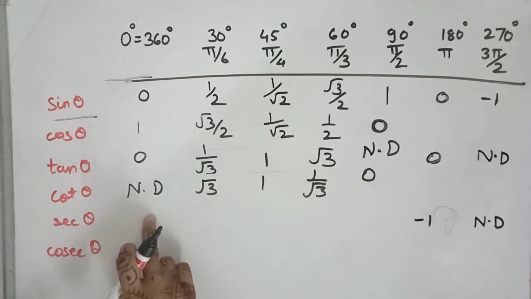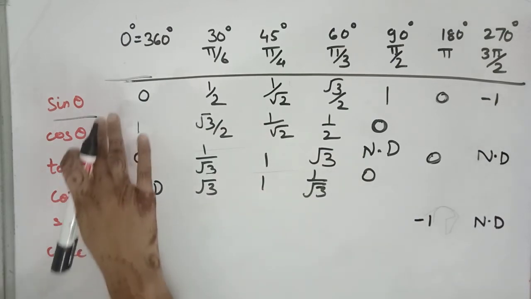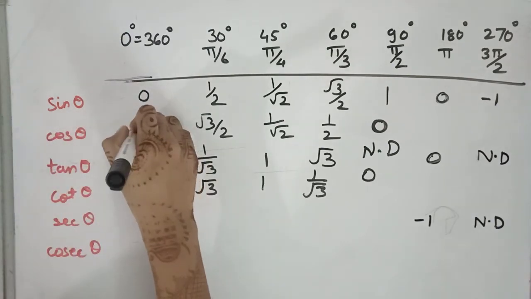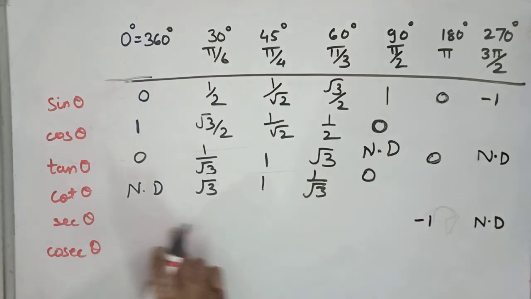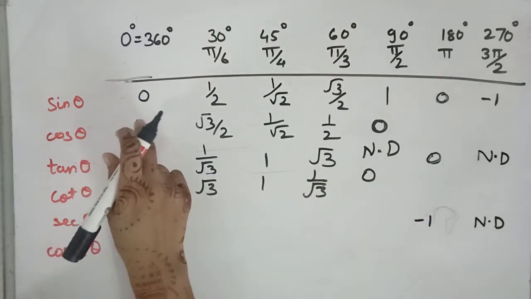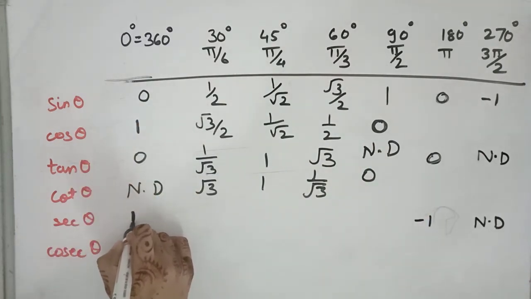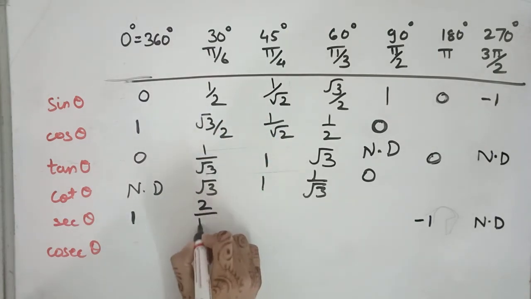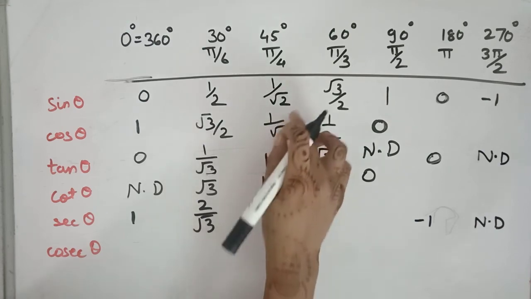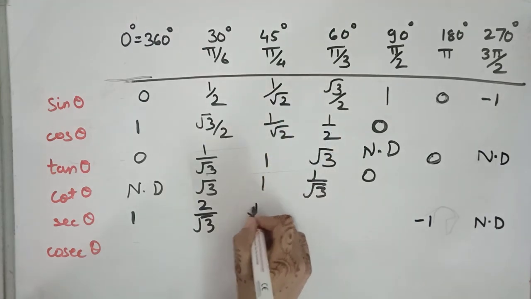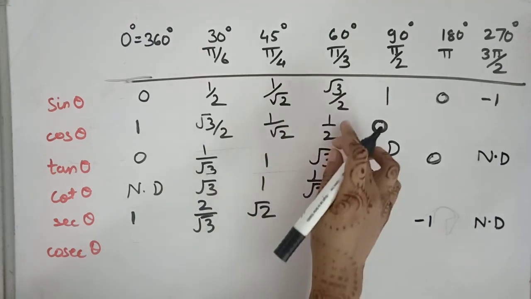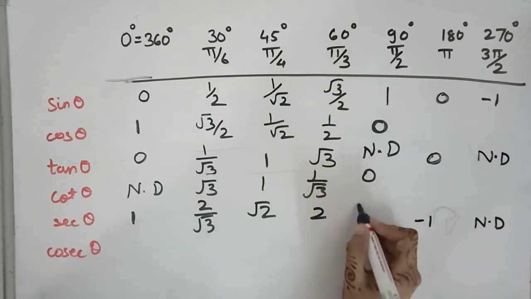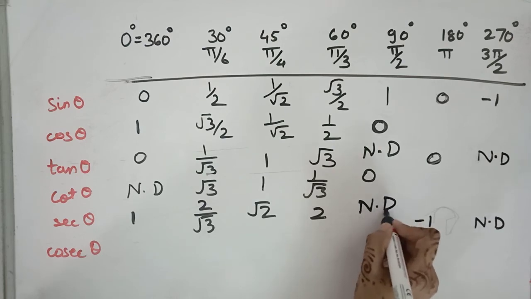Now for sec theta. We know sec theta is the inverse of cos theta. So we will invert the values of cos theta to find sec theta. Now 1 upon 1 is 1. Root 3 upon 2's inverse will be 2 upon root 3. 1 upon root 2's inverse will be root 2. 1 upon 2's inverse is 2. Now 1 upon 0, again it will be not defined.